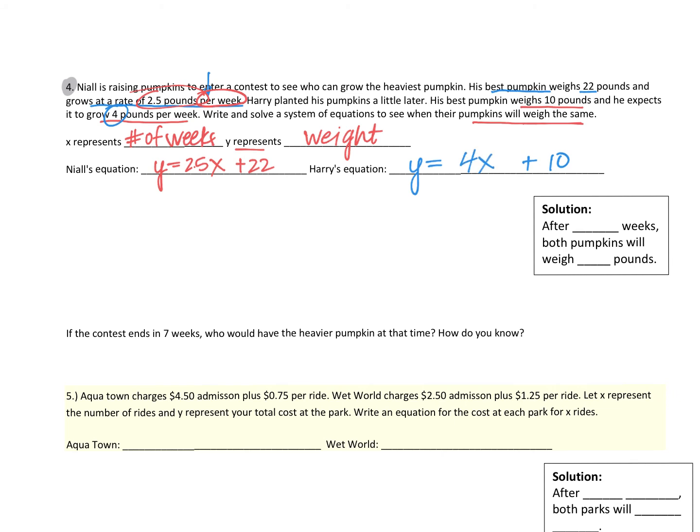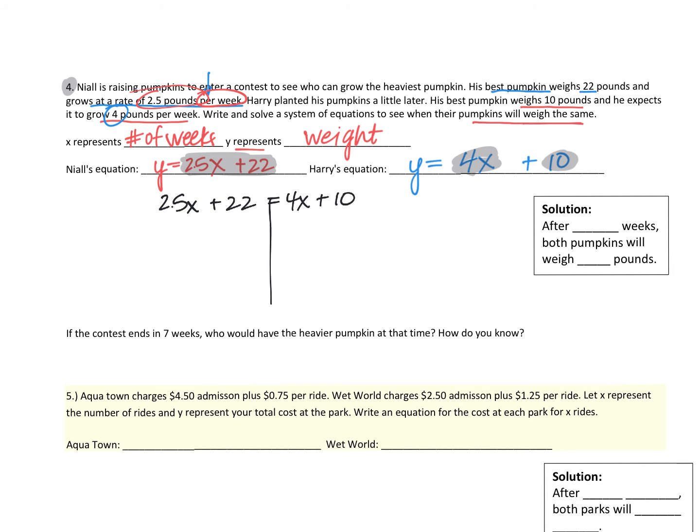Okay, now this one, we're not going to do it by graphing. We're just going to solve it algebraically. So I want to know when their weights are going to be the same. Here's Neil's weight, right? You start with the 22 plus that 2.5x, and then Harry's, you start with the 10 and add that 4x. I want to know when they're going to be equal, so I'm going to say 2.5x plus 22 equals 4x plus 10. So when are their weights equal?